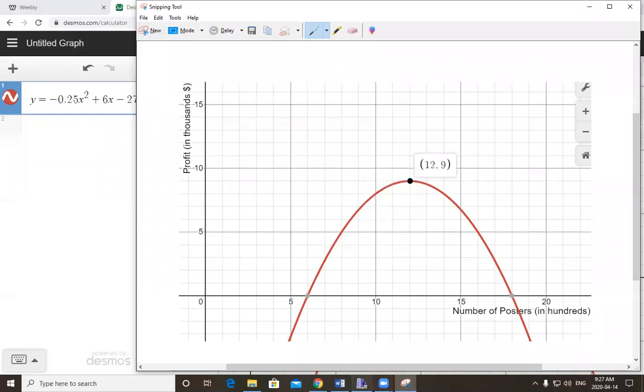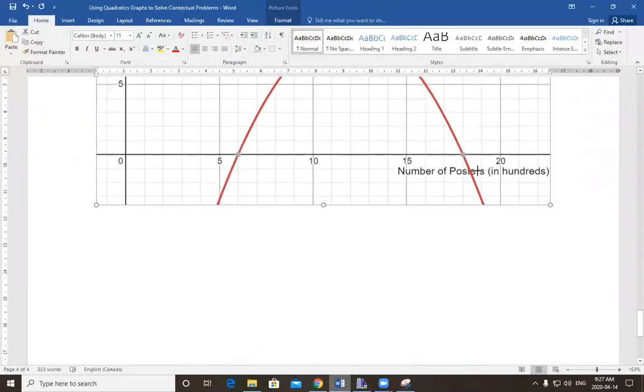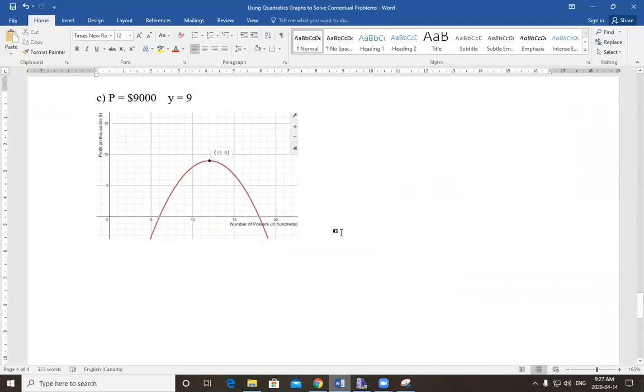So now we can snip, copy it, paste that into our Word document, and you'll notice that this is the optimum answer. This is the maximum number of posters to make the maximum profits. So our vertex, V for vertex, is (12, 9). So Sinella should sell 900 posters to make a maximum profit.